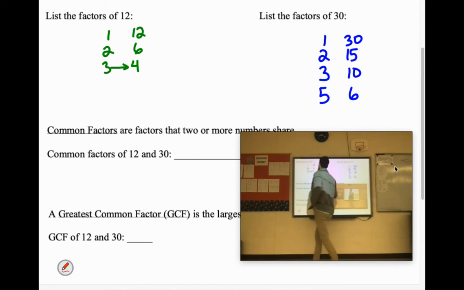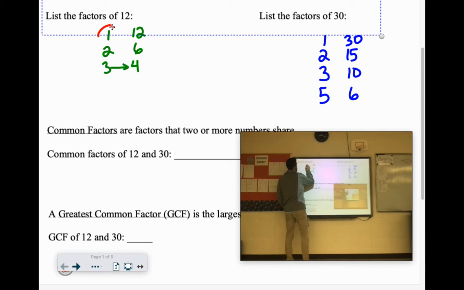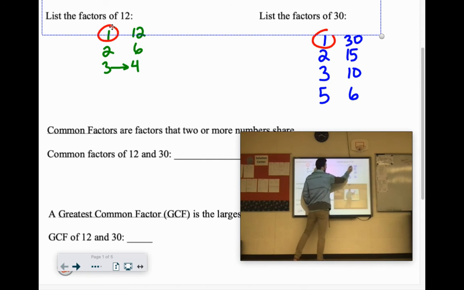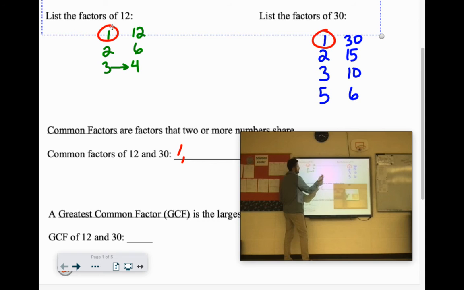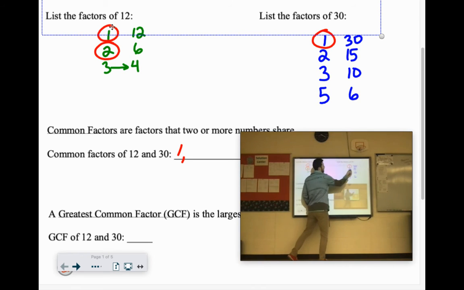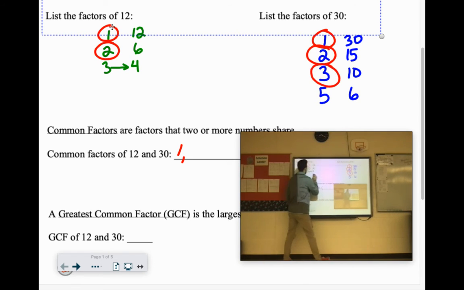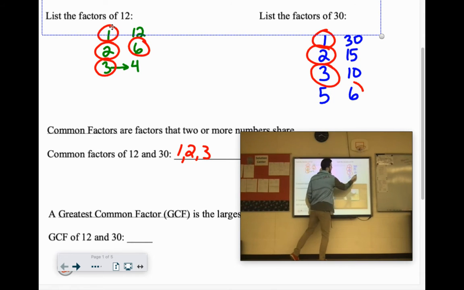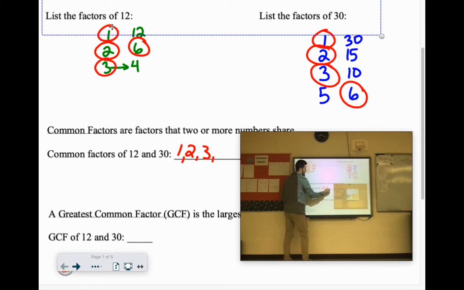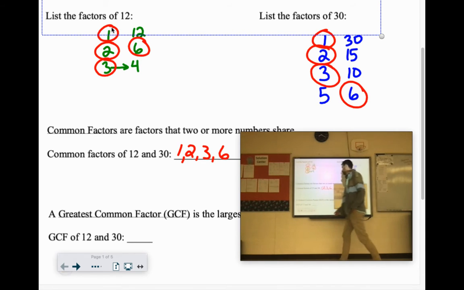Well, I see they both have 1. And 1's a factor of everything, so that would always be a common factor. I see they both have a 2 and a 3. This one has a 4, that one doesn't. This one has a 6, and that one does. And that's it. 4 and 12 don't go into 30.